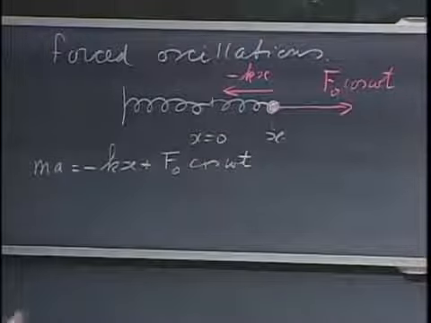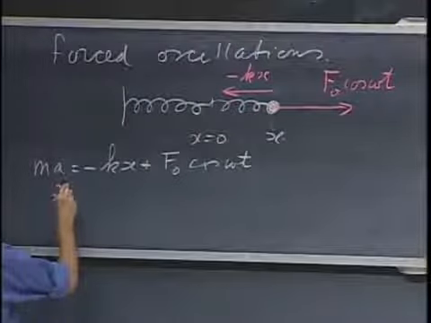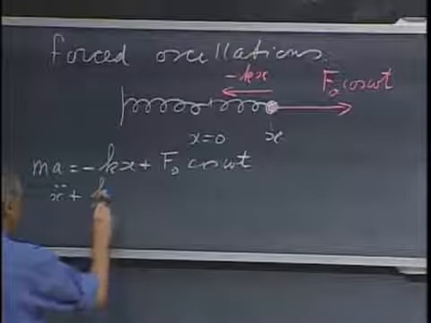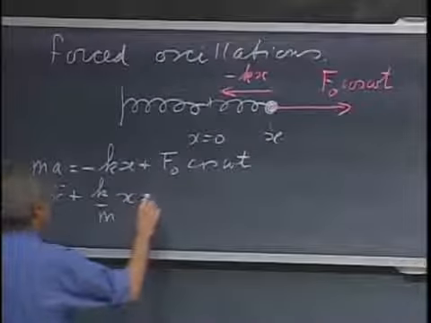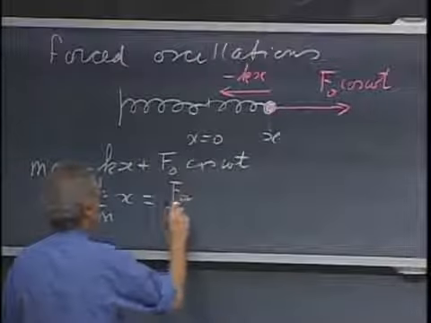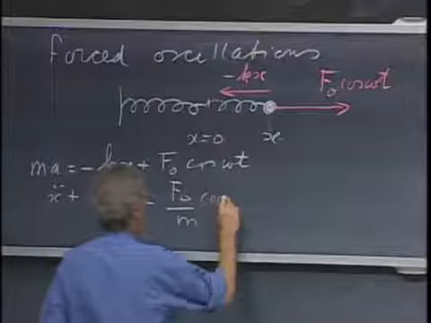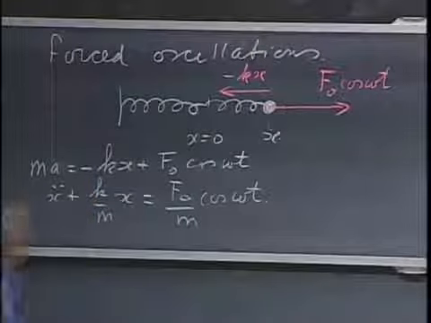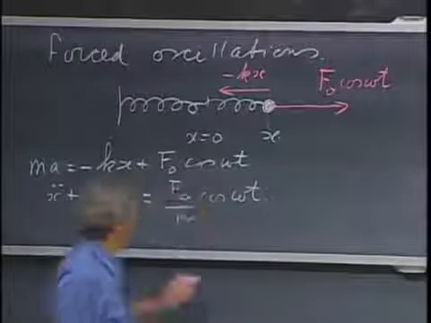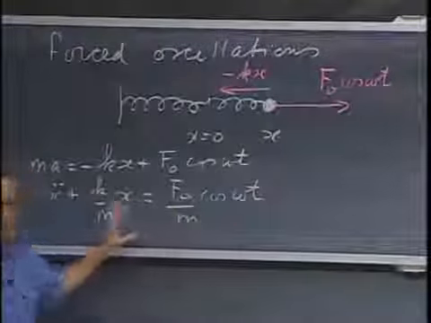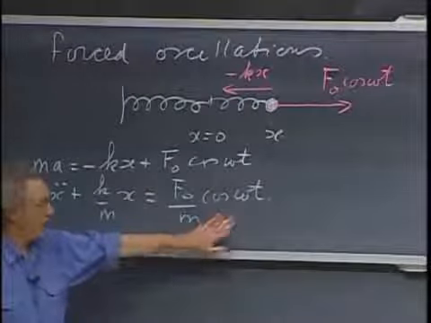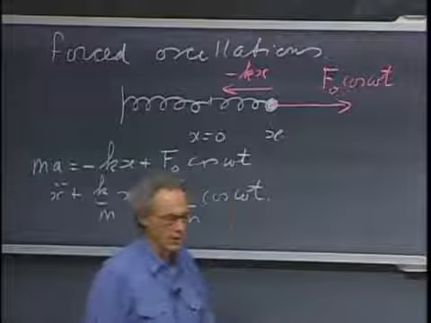A is x double dot, so I get x double dot plus, I bring this in, k over m times x equals F0 divided by m times the cosine omega t. Now the question is, what is the solution to this differential equation? It's very different from what we saw before, because before we had a 0 here. Now we have here a driving force.